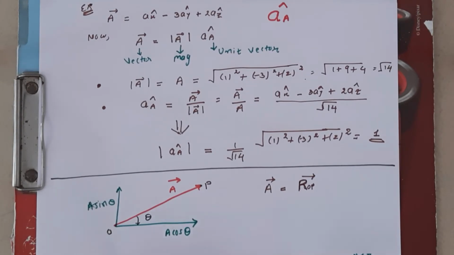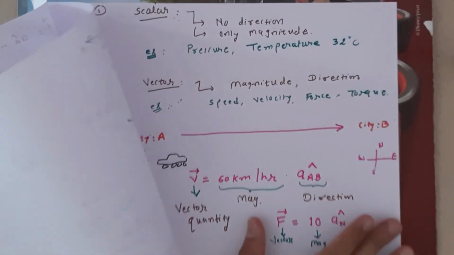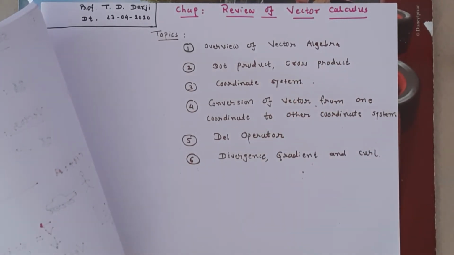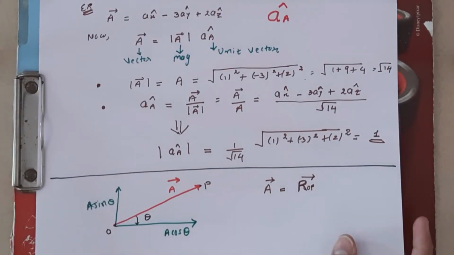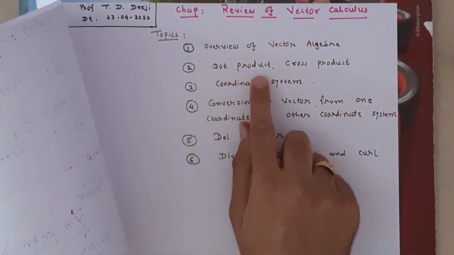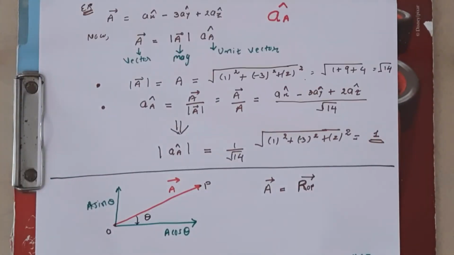So if a vector makes any angle with respect to any surface or plane, you can split this vector into two parts, a vertical part and a horizontal part. This is just a simple concept. This topic is the overview of vector algebra. There are many topics, but no need to discuss them because all of you know how to find the addition and subtraction of vector quantities. Now we jump directly to the next topic, which is the dot product and cross product of vectors.